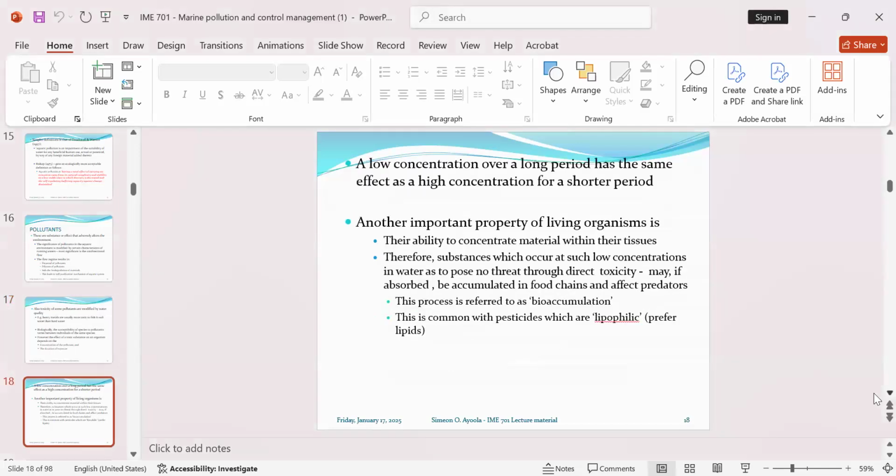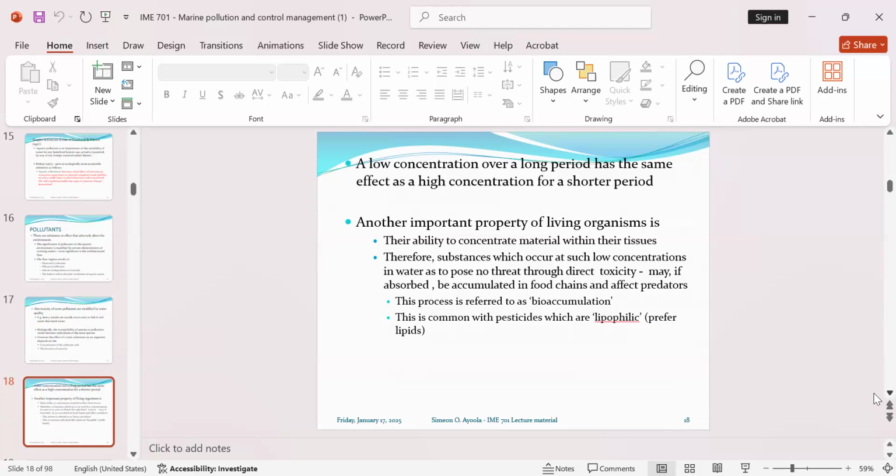Now, a low concentration over a long period of time has the same effect as a high concentration for a very short period. I think that statement is very clear. Do you understand the explanation I made on elastic limit? A low concentration for a period of time, that is the duration, the time of exposure, has the same effect as a high concentration within a very short period.